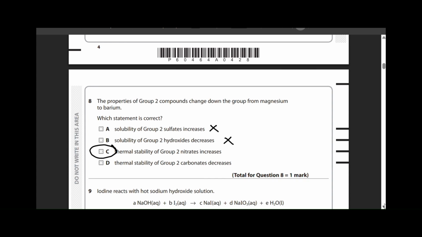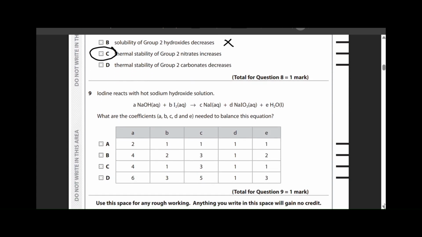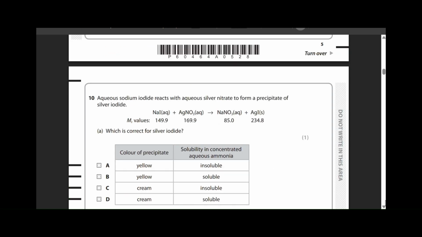Now next question, question number 9, you need to balance the equation. How can you balance the equation? Look at the equation and balance it. So it will be 6, 3, 5, 1 and 3. So the correct option is D.